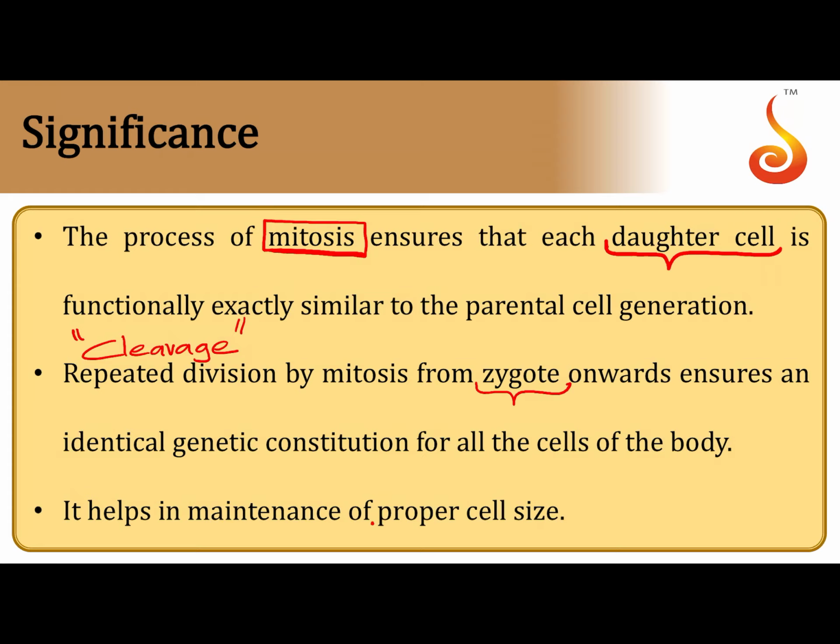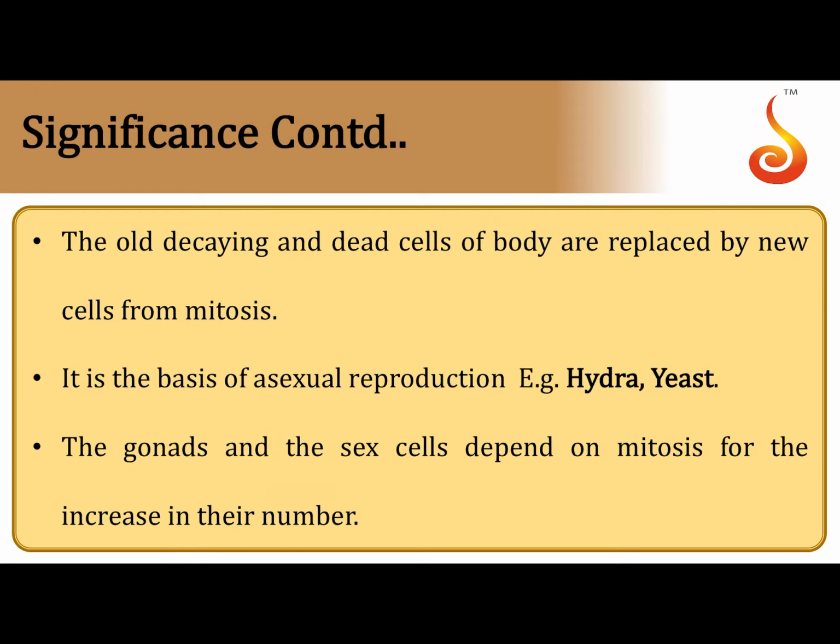Also, it helps in maintaining a proper cell size. Imagine if a cell does not undergo mitosis, it will keep increasing in its size. And when the cell volume increases, the nucleus cannot control the cell volume. The nucleus is the controlling center of the cell, isn't it? So it cannot run the cell efficiently when the cell keeps increasing in its size. So to distribute its cytoplasm among the daughter cells, it has to divide by mitosis. So one of the major significances, it ensures that the cell maintains a proper size.